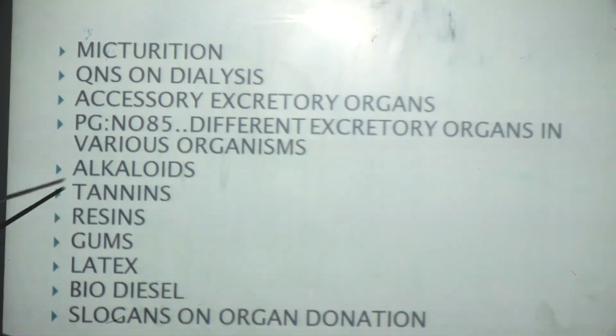Then in plants, you have waste materials. They are alkaloids, tannins, resins, gums, latex. So 1, 2, 3, 4, 5. From these 5, every year we are getting 1 question.